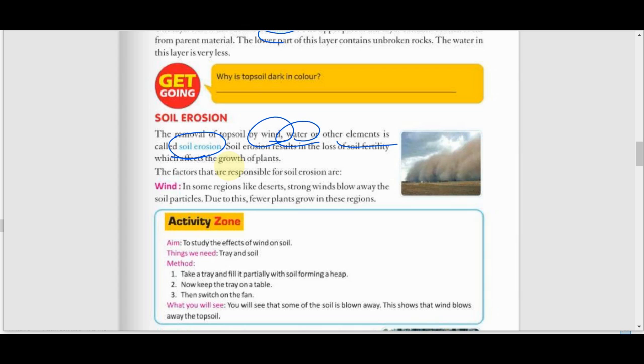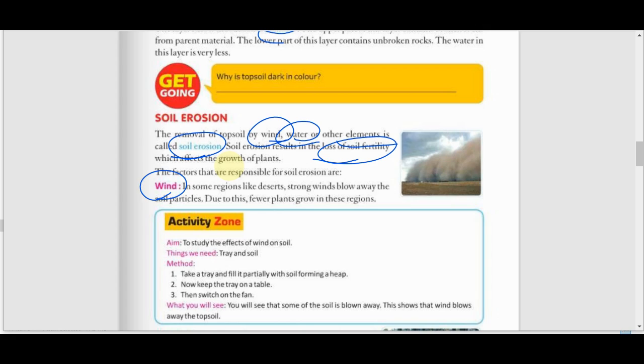So you have to remember, if the topsoil is removed from the soil, definitely it will affect the growth of the plant, because topsoil contains all the nutrients and organic substances which are essential for plants to grow. If that is washed out or blown away by the wind and the water, definitely our soil will lose nutrients. It will affect the fertility, a loss of soil fertility, because as we know all the minerals and nutrients will be washed out by the wind or the water. So you have to remember there are some factors which are responsible for soil erosion.